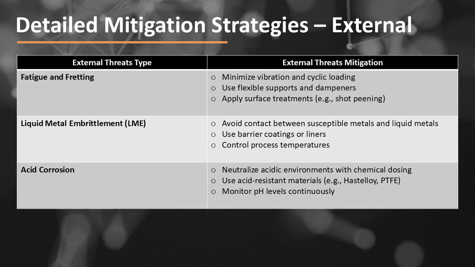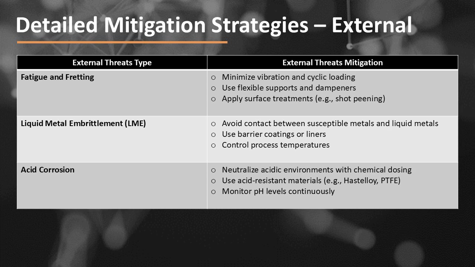If the external threat type is liquid metal embrittlement, or LME, then the mitigation measures are: avoid contact between susceptible metals and liquid metals, use barrier coatings or liners, and control process temperatures.